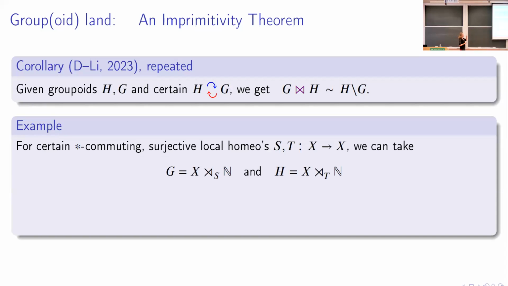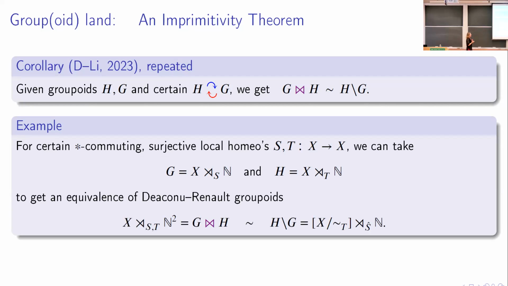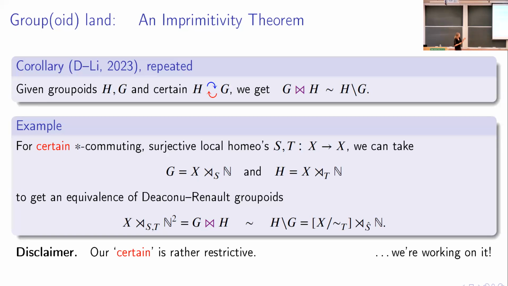And so, for example, if I go back to these star commuting local homeomorphisms on some space X, and I get my two Deaconu-Renault groupoids, then I get an equivalence of the Zappa-Szép product with the quotient. And the quotient is actually, at least for certain nice homeomorphisms, another Deaconu-Renault groupoid that I can describe. And here the disclaimer is the "certain" is a little restrictive. We would like it to be a little less restrictive, but I swept a lot of assumptions under the rug with the word "certain".